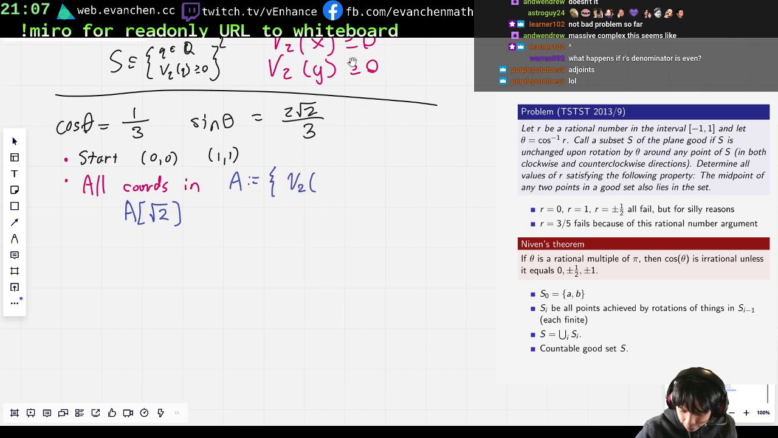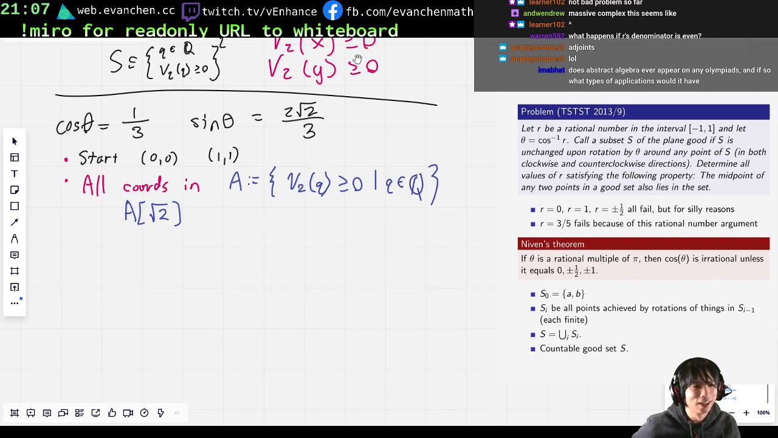Oh, actually, it's the same ring A for all of them. That's the ugliest math BBQ I've written in a long time. Okay, so there you go.